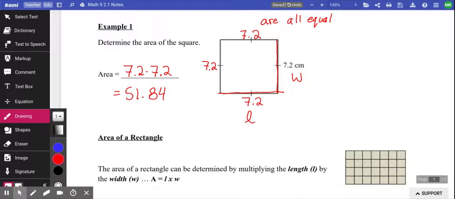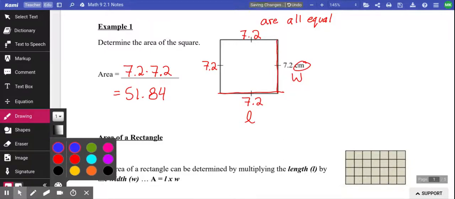Now, throughout this unit, you're going to see measurements, like this is centimeters. So the answer is technically centimeters squared because we're doing area. Area is always squared. What I just wrote in blue, I'm not going to mark you on. We talked about this in unit 1. I don't really care about units. The only thing I'm marking is the thing in red, 51.84. Don't worry about units.